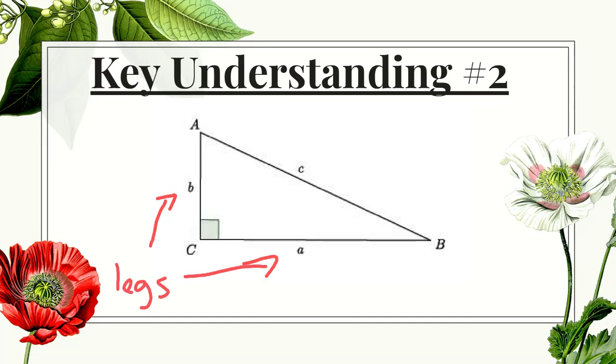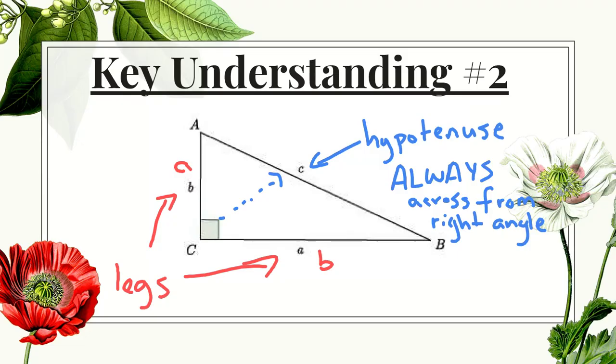We call these the legs. This could be B or it could be A. This could be A or it can be B. It doesn't matter. Your legs are always your legs. The one thing that matters, however, and let me change the color, is your hypotenuse. This is your hypotenuse. Your hypotenuse is always directly across from the right angle. That is super important to know. Great, let's jump into some examples.